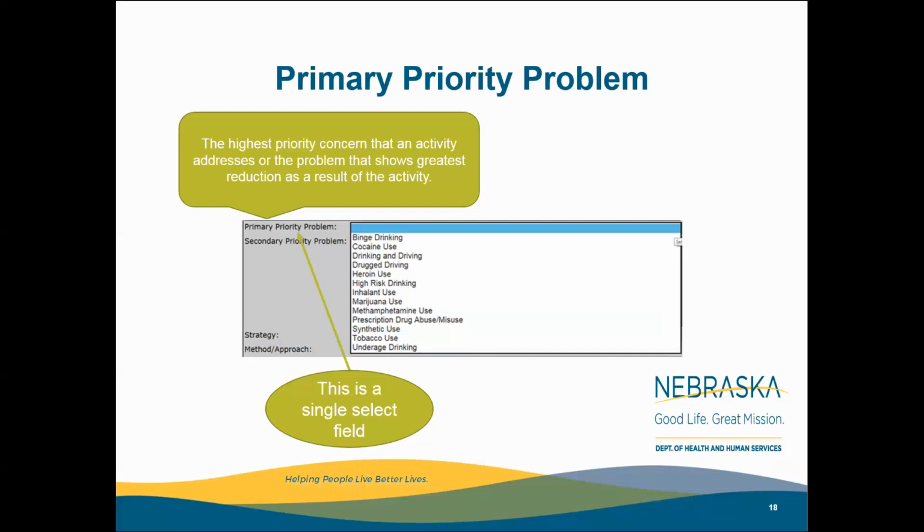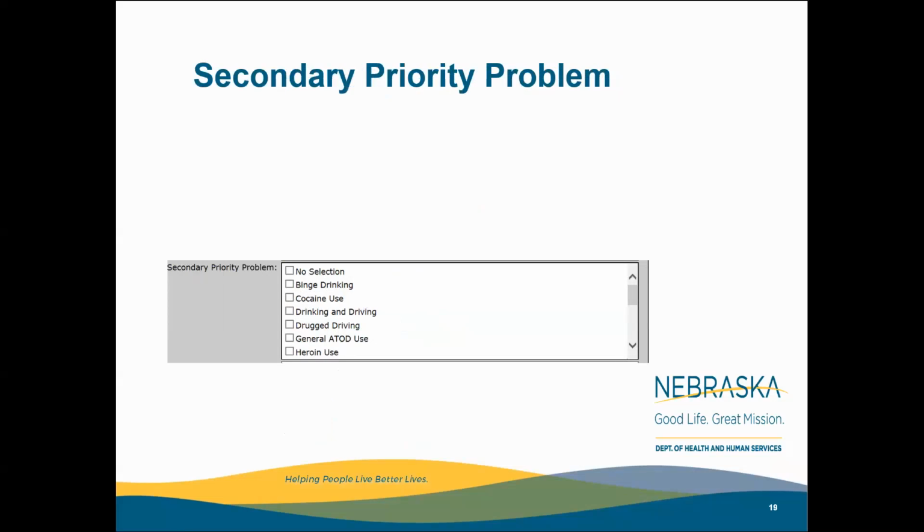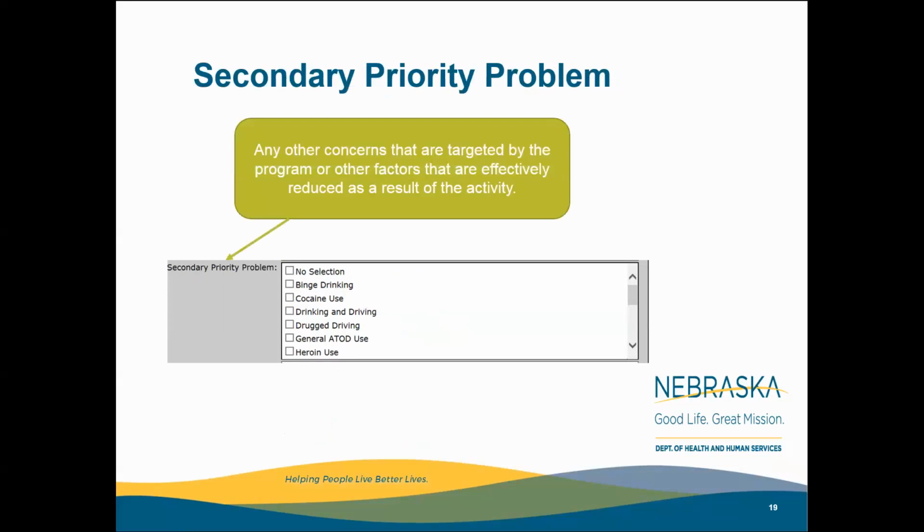For block grant funding, we know that any of these would be an appropriate answer for the primary priority problem. So we would expect that you would choose the one that best fits the curriculum or the environmental effort that you're doing. You'll pick the one that is the best fit, and then when we get to the secondary priority problem, you can list anything else that your program addresses. So the secondary priority problem field allows you to add any additional concerns that are targeted by your intervention, and this is a multi-select field, so you can select all that apply.